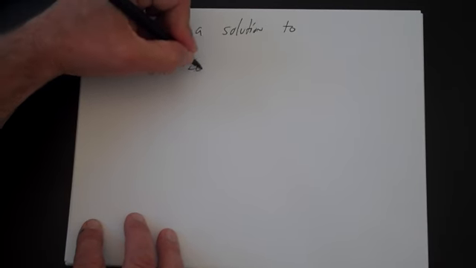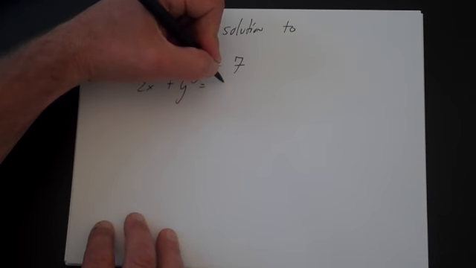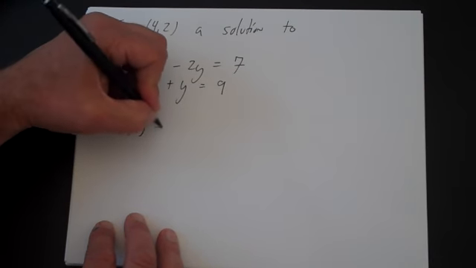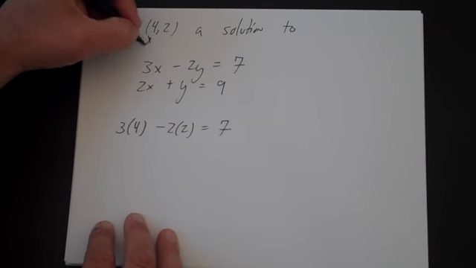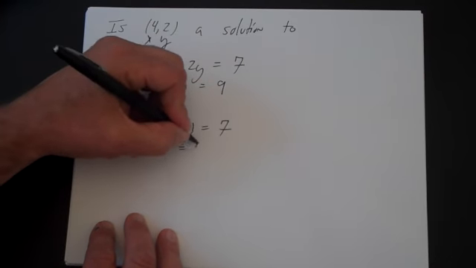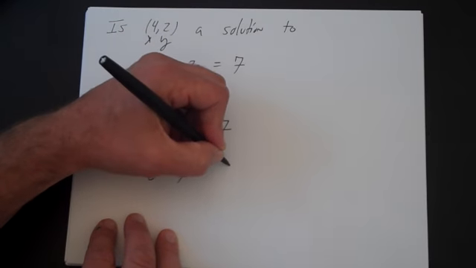Let's try one more. In this one, let's say, is (4, 2) a solution to 3x minus 2y is 7, 2x plus y is equal to 9? So you just plug it in. So you go 3 times 4 minus 2 times 2 is 7. This is your x and this is your y, so you simply plug the x and the y in. So that's 12 minus 4 is 7. 12 minus 4 is 8. 8 does not equal 7, so that does not check.